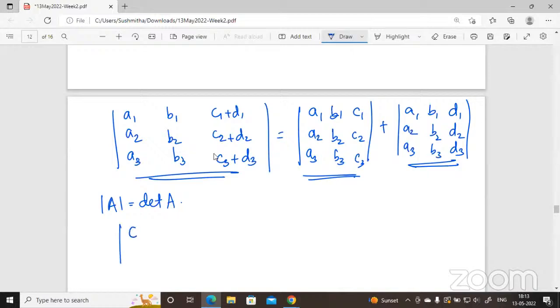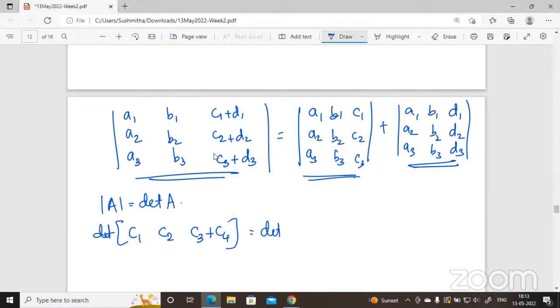So it's something like this. Determinant of C1, C2, C3 plus C4, if I have the columns something like this, is going to be equal to determinant of C1, C2, C3 plus determinant of C1, C2, C4, right? Where C1, C2, C3, C4 and all represent some vectors.